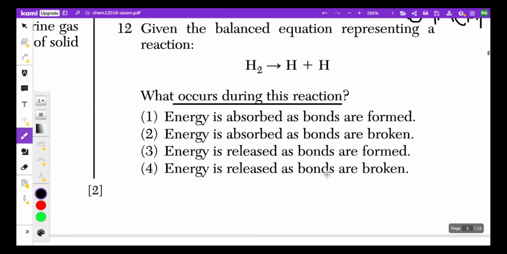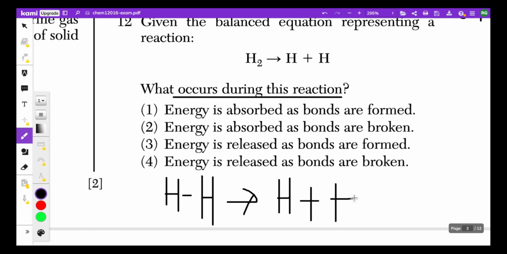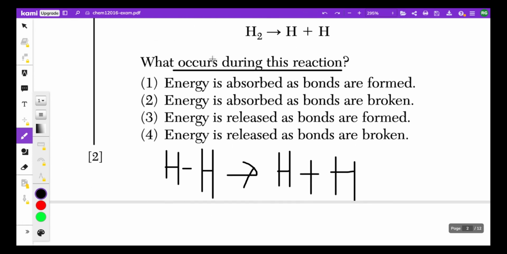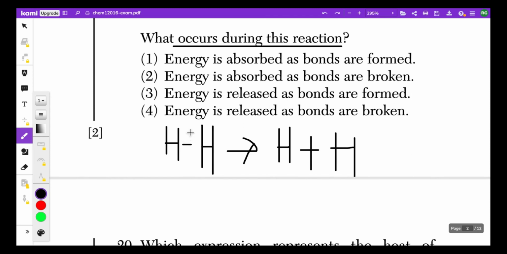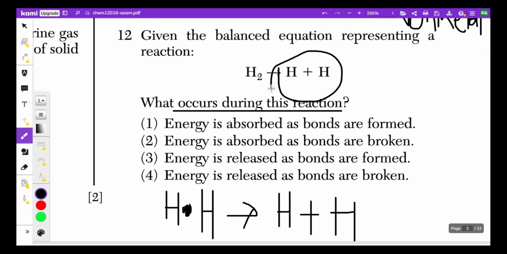All right, what occurs during this reaction? To better understand this problem, let's draw a diagram. So you can see, in order for this reaction to occur, what's kind of happening in this reaction? Well, imagine this bond right here, because these two H atoms have a covalent bond right here. And what happens is this bond is breaking. When the bond is broken, it allows it to separate into 2 individual H atoms, which you can see on this side of the equation.